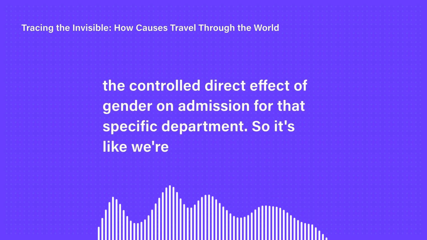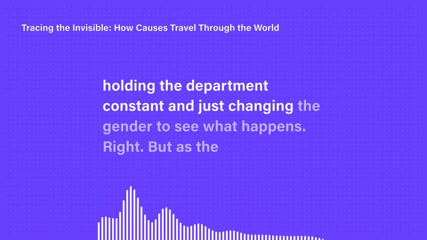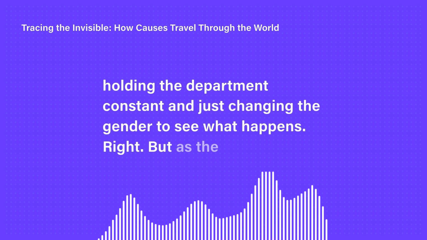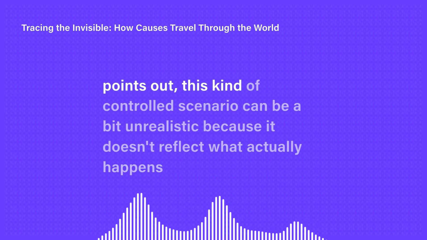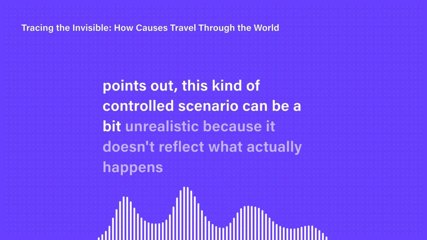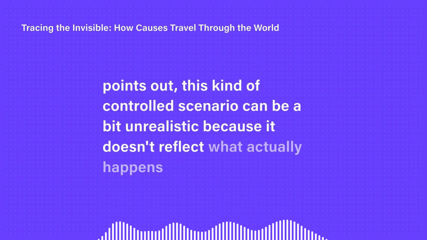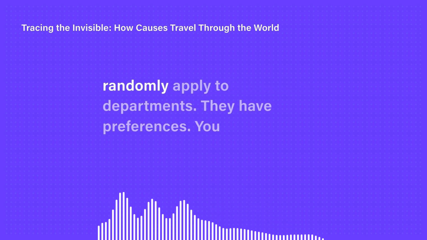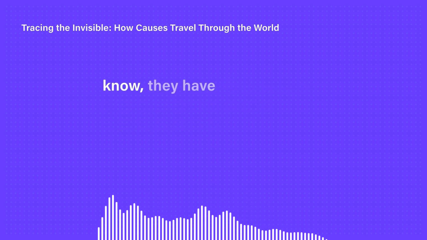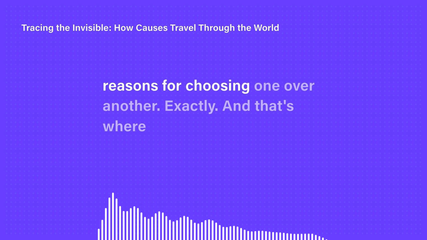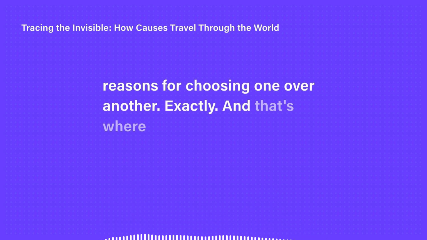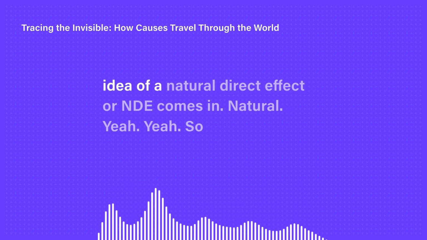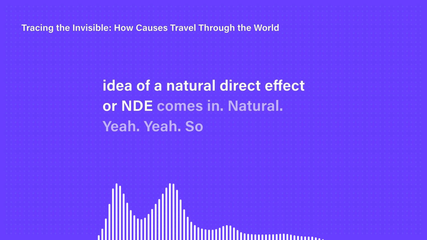So it's like we're holding the department constant and just changing the gender to see what happens. Right. But as the book points out, this kind of controlled scenario can be a bit unrealistic because it doesn't reflect what actually happens in the real world. Yeah, people don't just randomly apply to departments. They have preferences. They have reasons for choosing one over another. Exactly. And that's where the idea of a natural direct effect, or NDE, comes in.